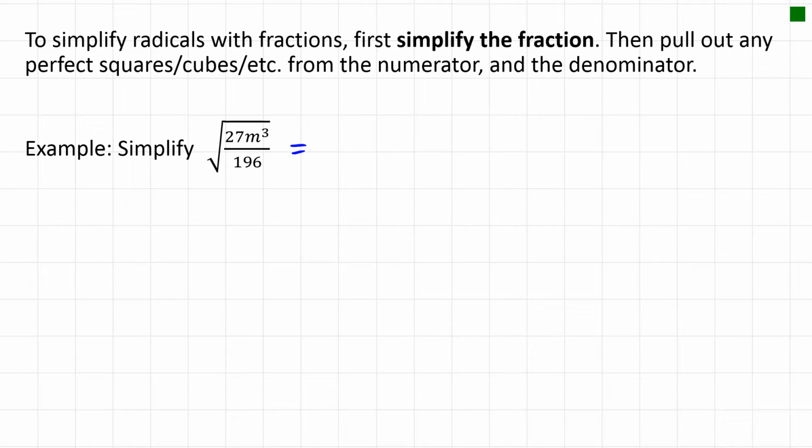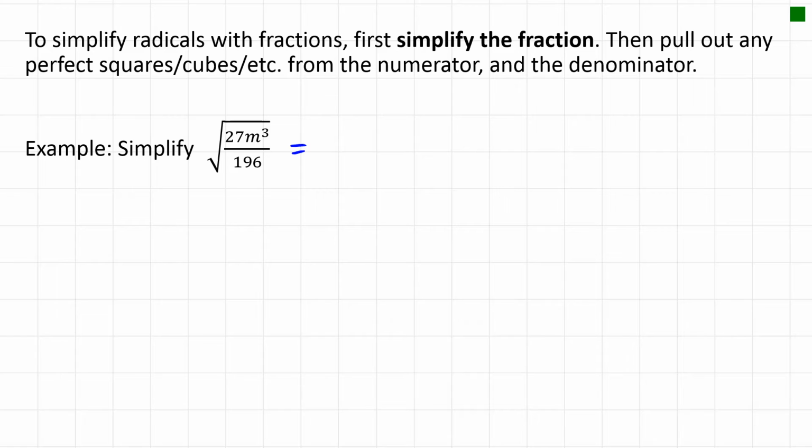I'm looking at 27 and 196, and I'm trying to see if they have any numbers in common. And it turns out they don't. There's no common factor between the two. There's no way to simplify that fraction. I tried that by dividing 196 by different factors of 27. So I went 196 divided by 9. Doesn't work. 196 divided by 3. Doesn't work. So you can try different factors of 27, but either way, this fraction doesn't simplify.